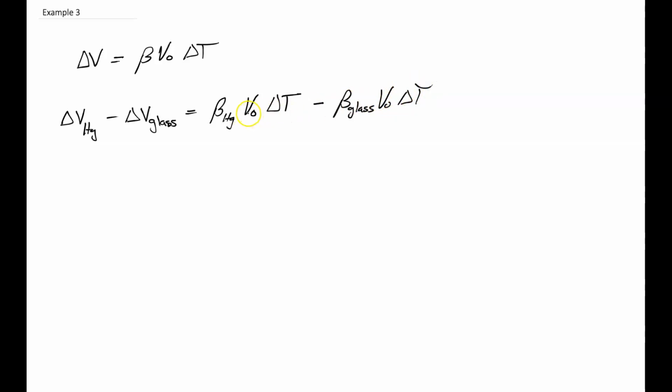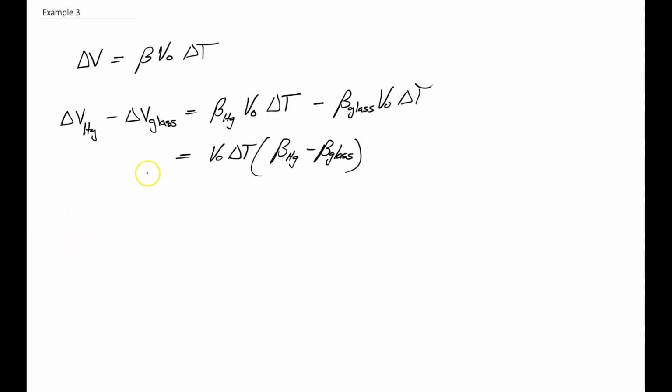And because the volume of the glass was filled to the brim, then the volumes are the same, and because the temperatures were the same, the change in temperature would be the same. So this is the same as the original volume times the change in temperature times the difference between the bulk modulus of the glass and mercury.